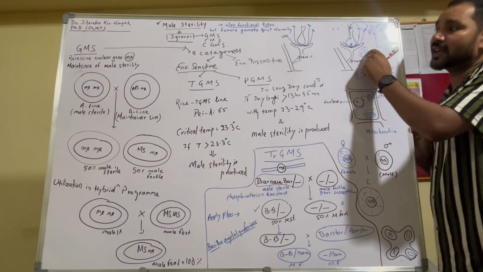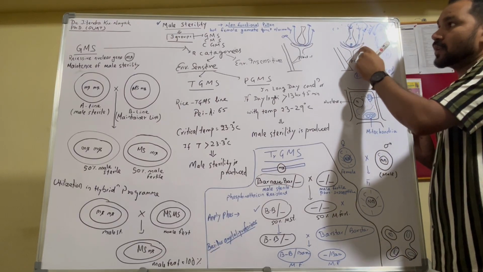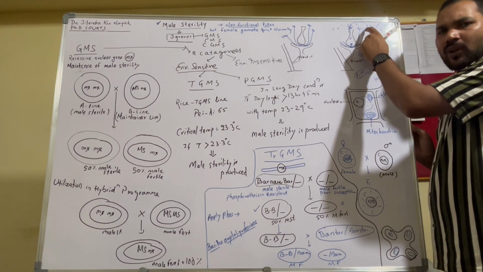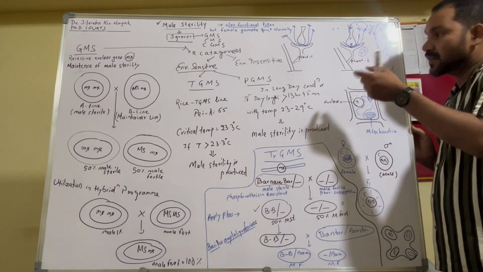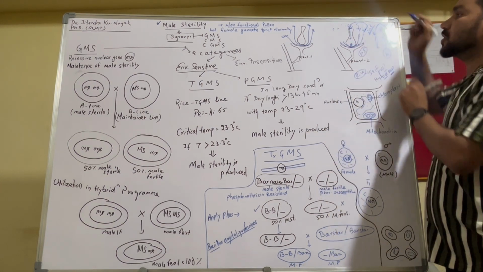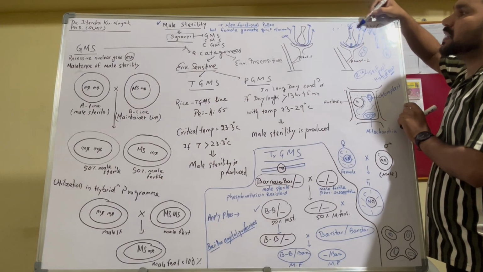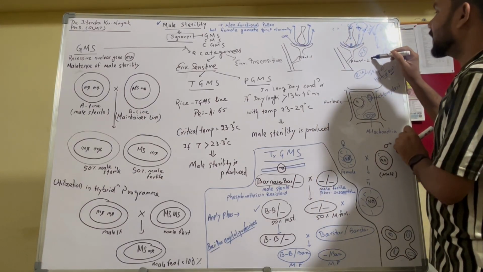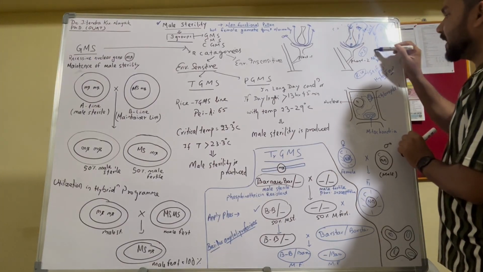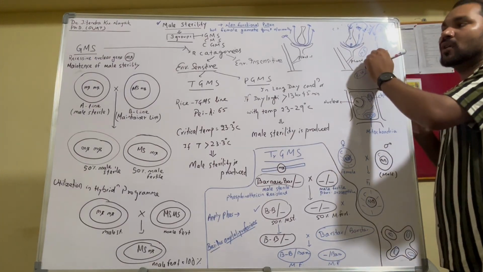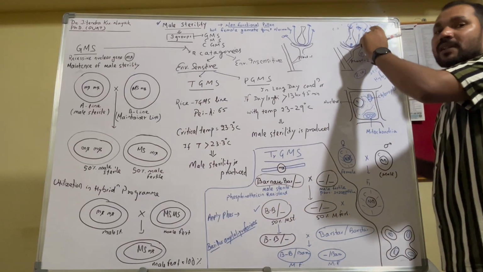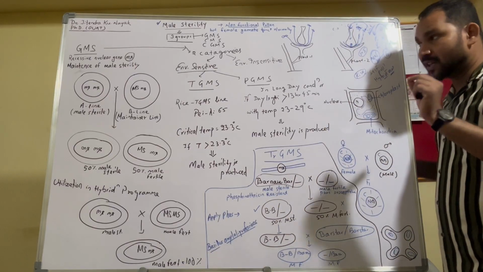Male sterile means the pollen produced in this plant is non-functional, or maybe the anther develops a hard coat so that no dehiscence occurs. So with non-dehiscent anthers, no pollen grain will be formed. And if pollen grain is formed, then the pollen is non-functional in nature.